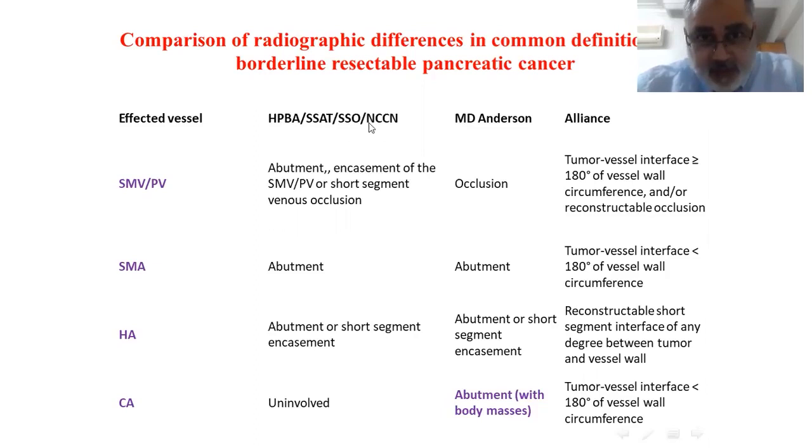All the societies stated that abutment of the celiac axis renders the mass unresectable, except M.D. Anderson, stating that abutment of the celiac axis by a body mass renders it borderline resectable and not unresectable.